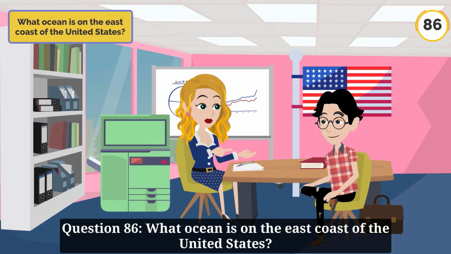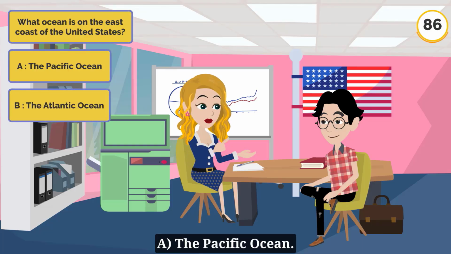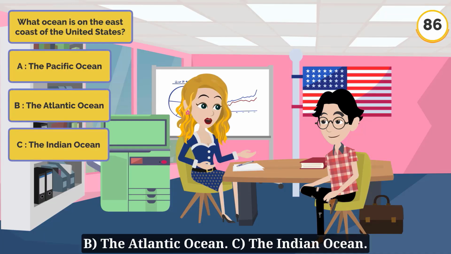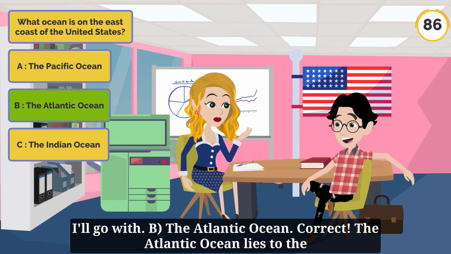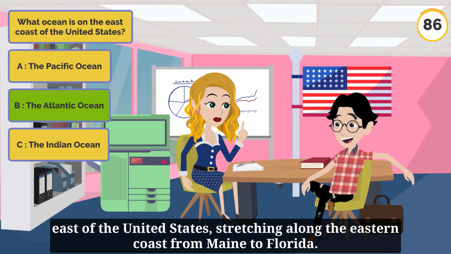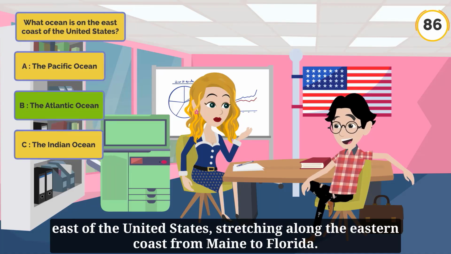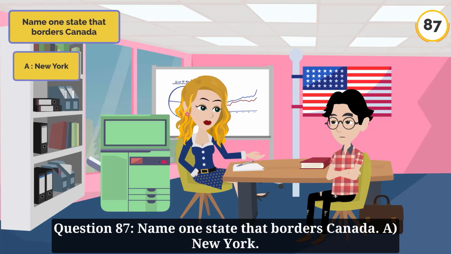Question 86. What ocean is on the east coast of the United States? A. The Pacific Ocean. B. The Atlantic Ocean. C. The Indian Ocean. I'll go with B. The Atlantic Ocean. Correct. The Atlantic Ocean lies to the east of the United States, stretching along the eastern coast from Maine to Florida.